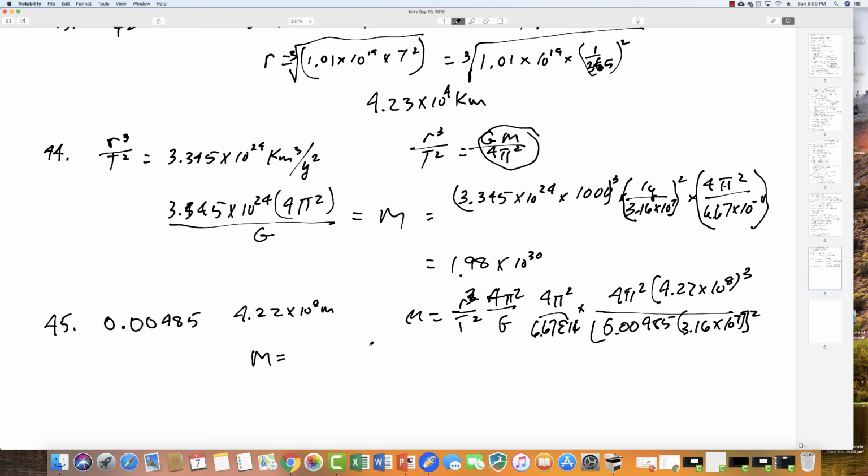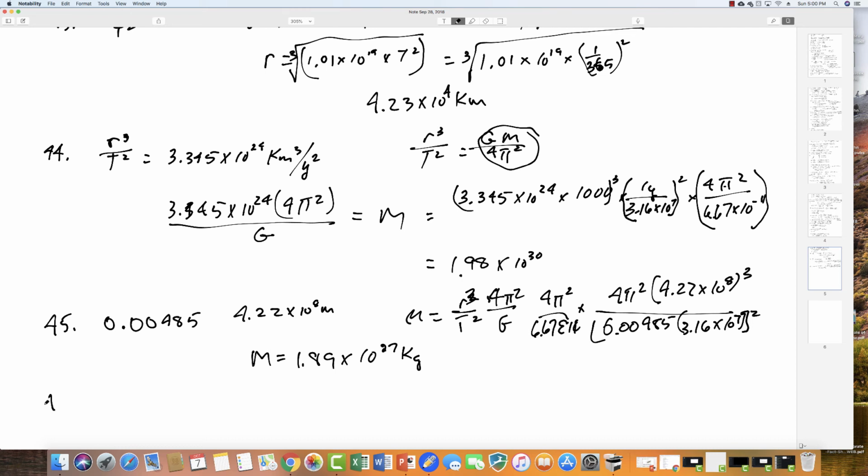I'm sorry for the background noise. The answer here is going to be 1.89 times 10 to the 27 kilograms. The last problem is very similar. This is astronomical observations of our Milky Way, and I'm not going to read the whole thing, but again, we do this the very same way.